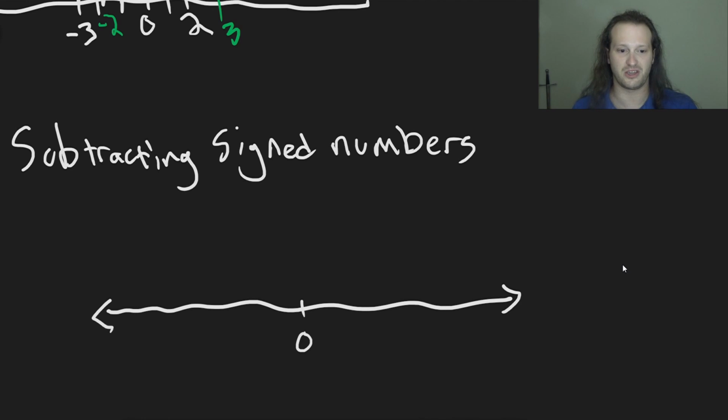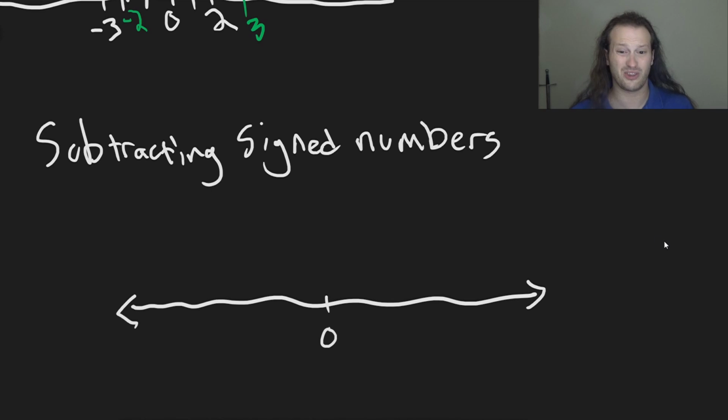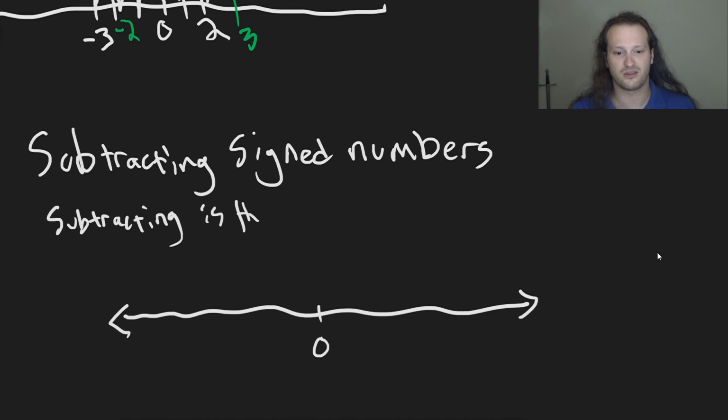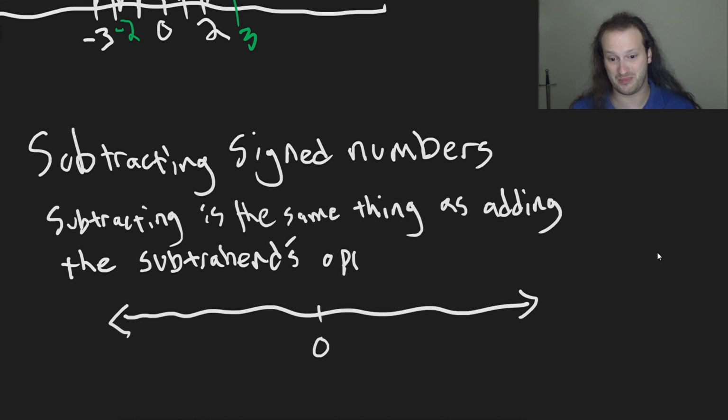Again, I'll start with the obviously easy one. Wait, I gotta tell you what it is. If you do a little trick when it comes to subtracting, you can turn it into an addition problem. So now that we know how to use negative numbers, we can just say that subtracting is the same thing as adding the subtrahend's opposite.